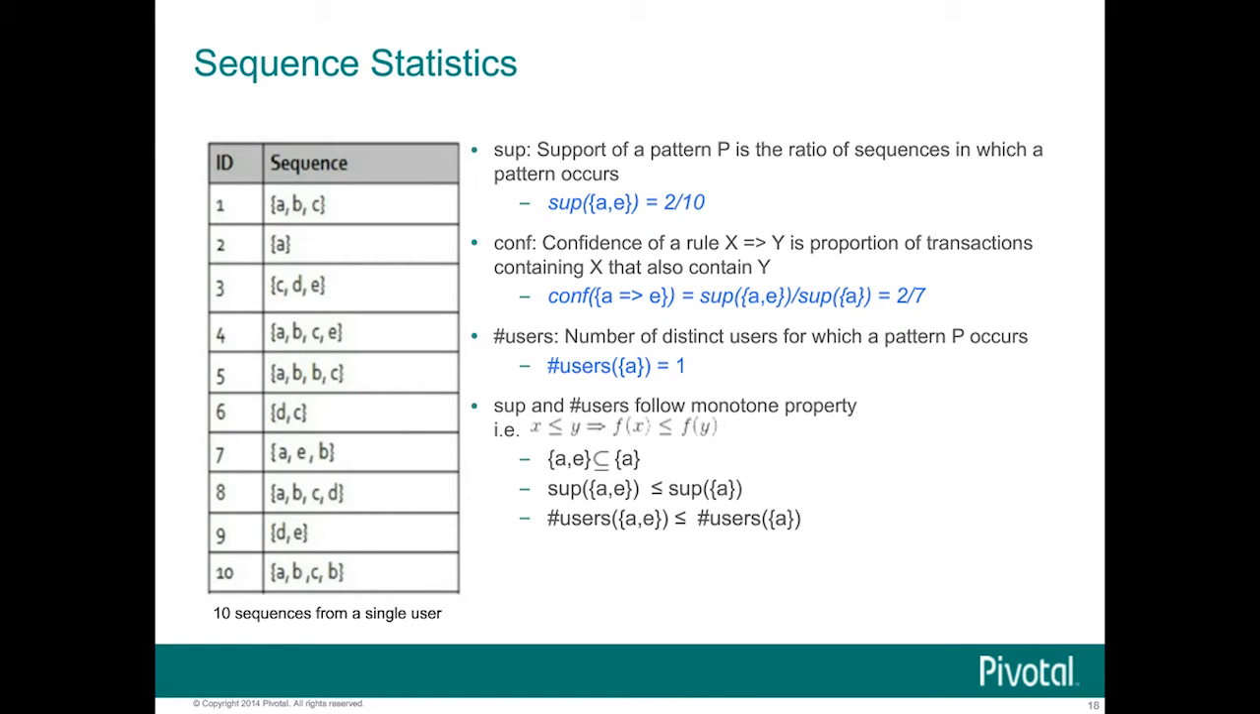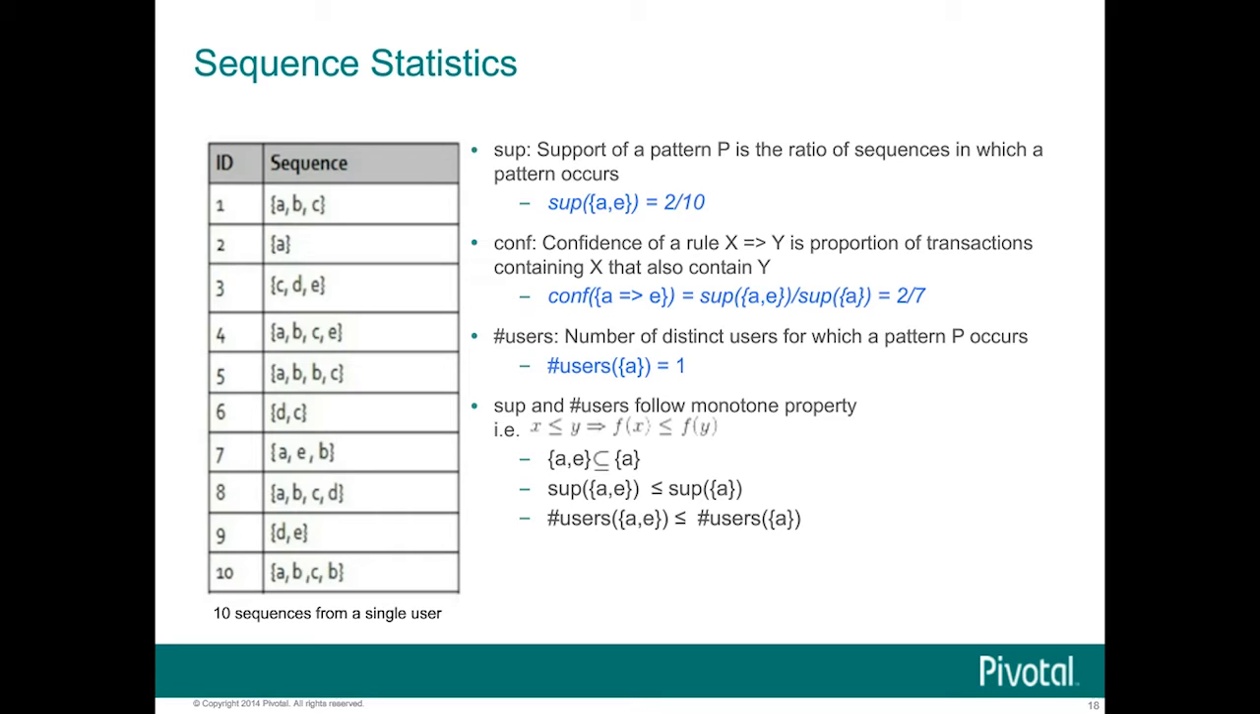So for any model, the first step is to generate the features. In this slide, we're going to talk about the features that are required for this modeling approach, right? Some of the statistics that we use for the sequences. The table shows 10 sequences from a single user. The first column shows the ID of the sequence, and the second column shows the items in the sequence. In this case, the items are the domains visited by the user and their time order. For example, sequence ID 1 says that domain A is visited before domain B, which is visited before domain C, right? So we have a set of 10 sequences.